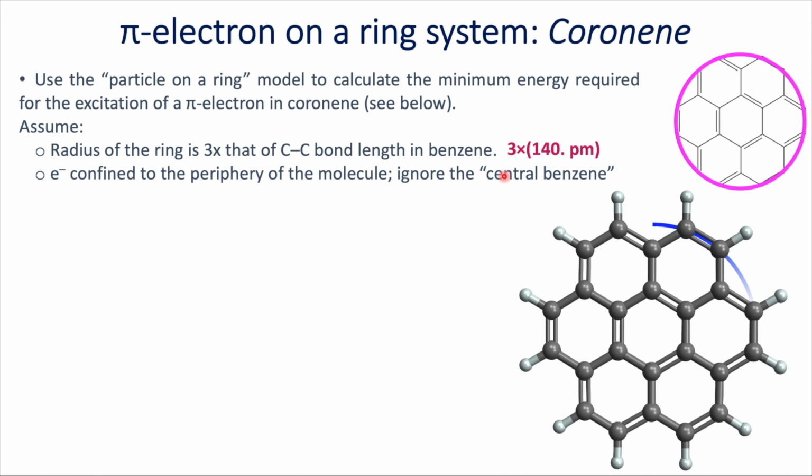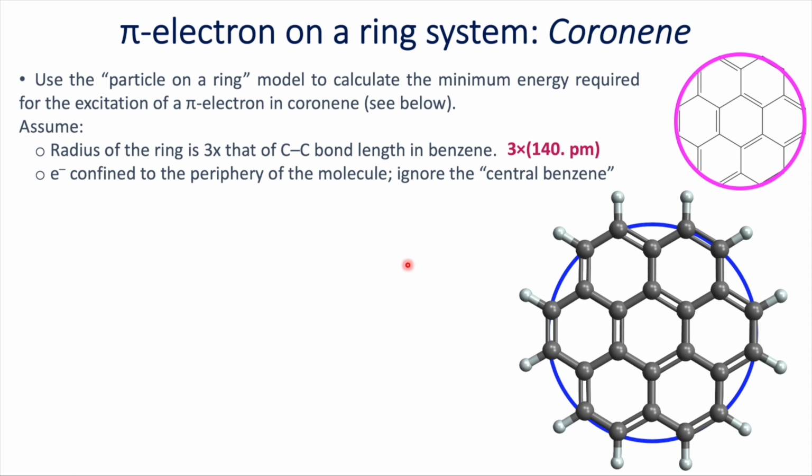The electrons are going to be confined to move only in the periphery of this molecule, the outer part of this molecule, the blue circle that I'm drawing there. With that, we are saying we're going to ignore whatever conjugation may happen with this quote-unquote benzene in the center of this molecule. We're going to forget about that for a moment to make our life easier.